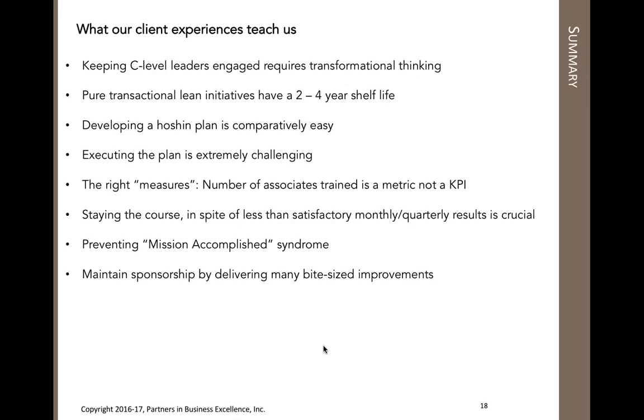The right measures. The organization needs to have the right measures in place to measure whether they are progressing down that roadmap. As an example, oftentimes we ask how many associates are trained in lean, right? Do we have certification programs? Do we have different levels of certifications? Now that is an important metric. We need to know how well we are building the capability of that organization, but it's a metric. It's not a KPI. The KPI is what those associates are delivering in terms of improvements.